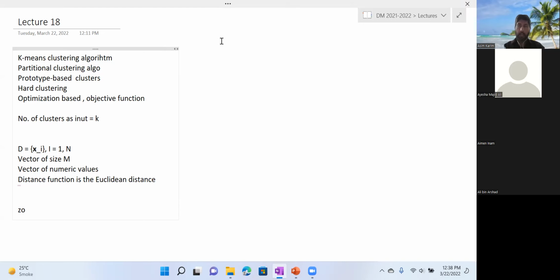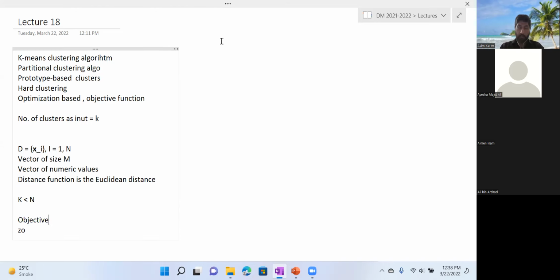So we have the data set of n points. Of course, k is much less than n. We need k clusters. N, of course, is the total number of data objects. And clusters must satisfy an objective function. So what is that objective function? I will write that now.